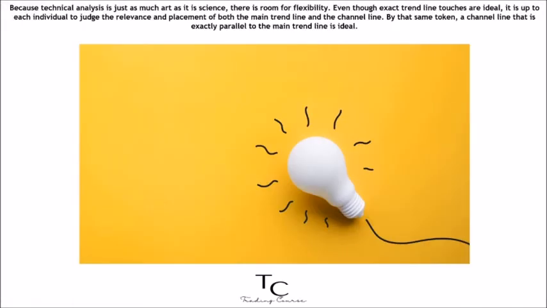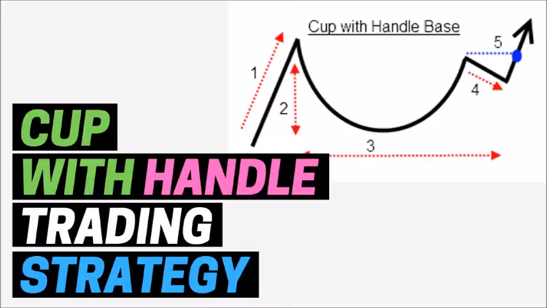Because technical analysis is just as much art as it is science, there is room for flexibility. Even though exact trendline touches are ideal, it is up to each individual to judge the relevance and placement of both the main trend line and the channel line. By that same token, a channel line that is exactly parallel to the main trend line is ideal.